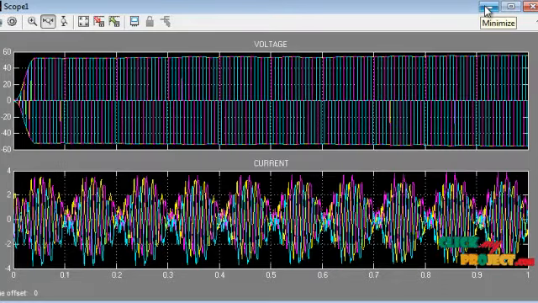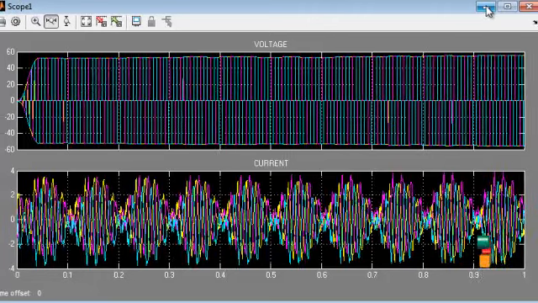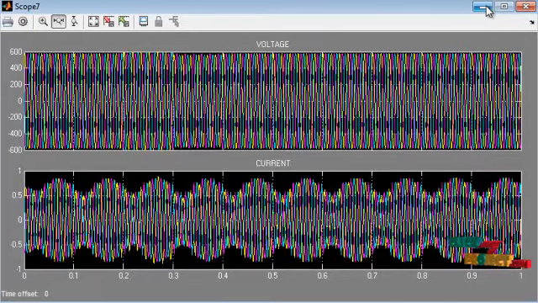Next is the inverter output voltage and current waveform. The DC to DC converter boosted voltage is fed to the inverter circuit. The inverter converts the DC to AC, and that voltage is multilevel. Next is the output grid voltage and current waveform. Those waveforms are zoomed. The topmost waveform is the voltage waveform, and the lower waveform is the current waveform.